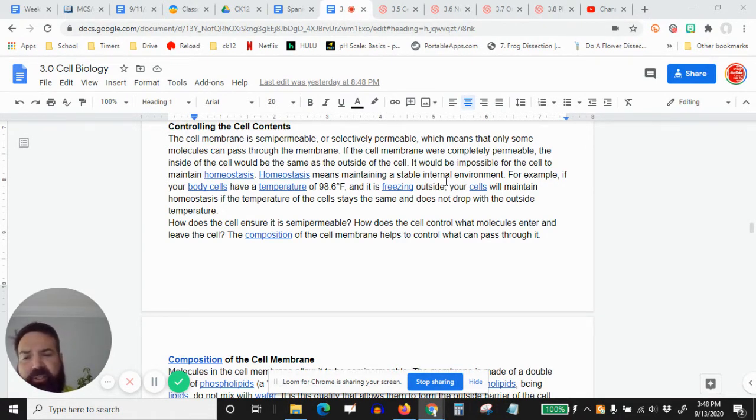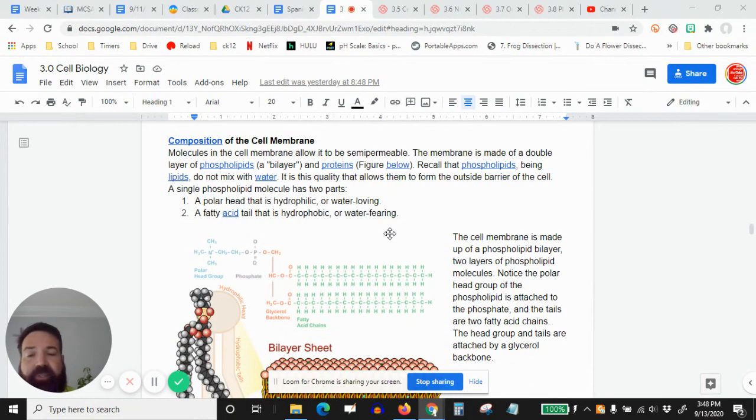How does the cell ensure it is semipermeable? How does the cell control what molecules enter and leave the cell? The composition of the cell membrane helps to control what can pass through it. Composition of the cell membrane. Molecules of the cell membrane allow it to be semipermeable. The membrane is made of a double layer of phospholipids, a bilayer, and proteins.